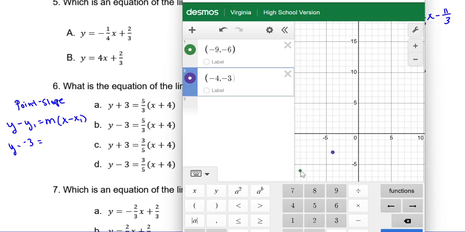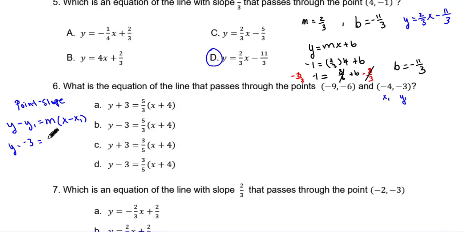So the slope looks like it's at 1, 2, 3, rise 3, and then the run is 1, 2, 3, 4, 5, 3 over 5. So the slope is 3 over 5, and then x minus x1, and my x1 is negative 4. All right, so let me clean this up. So you have y plus 3 equals 3 over 5 x plus 4, because minus minus becomes a plus.